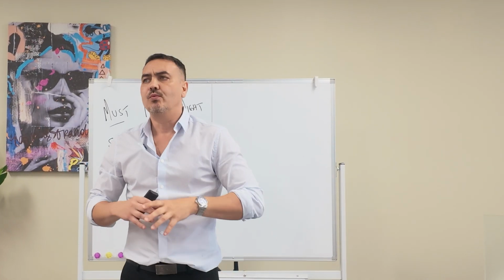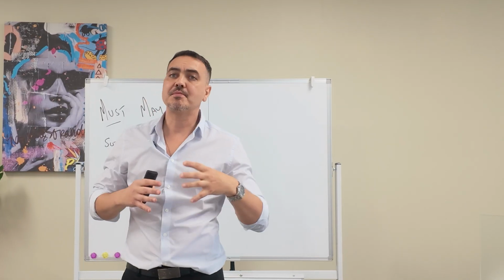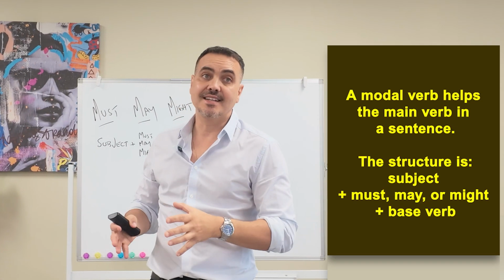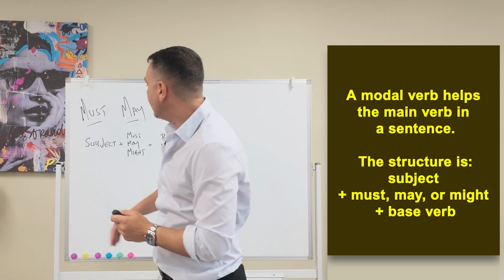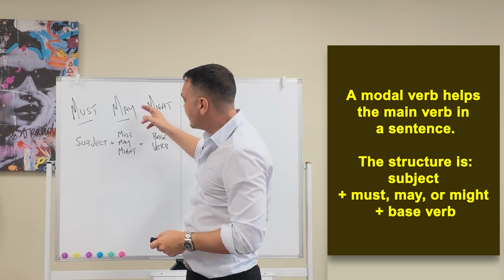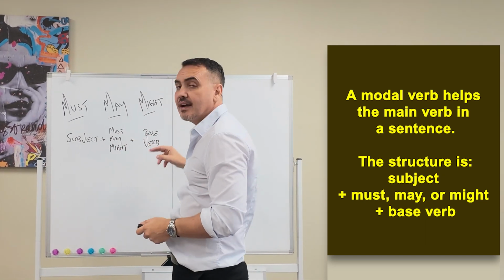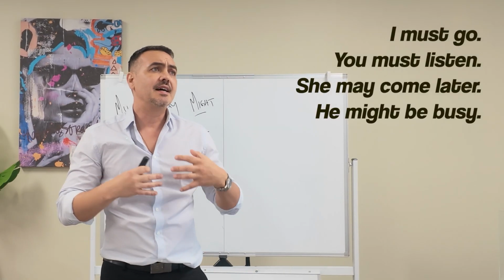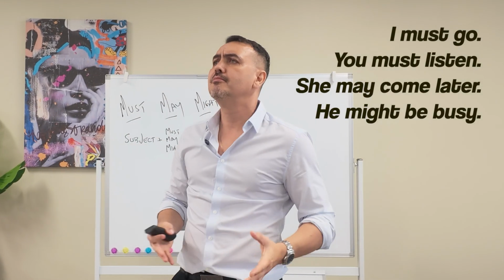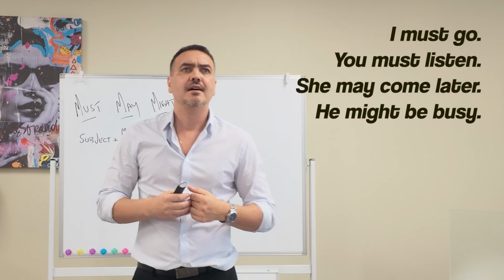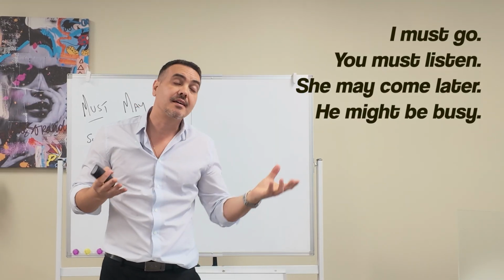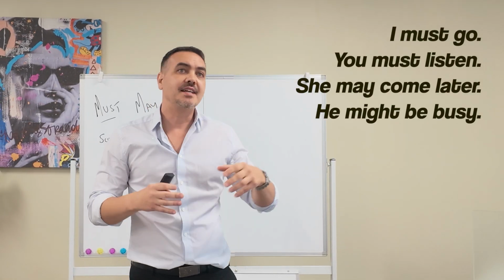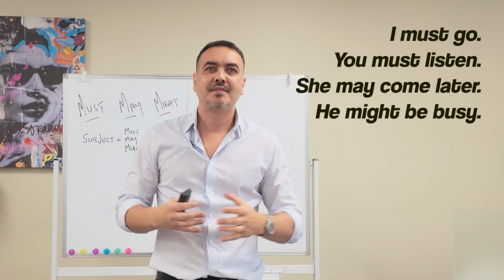Now, we know a modal verb helps the main verb in a sentence, and the structure is always subject plus, in this case, must, may, or might, and then the base verb. You'll hear things like, I must go, you must listen, she may come over later, he might be busy, right?